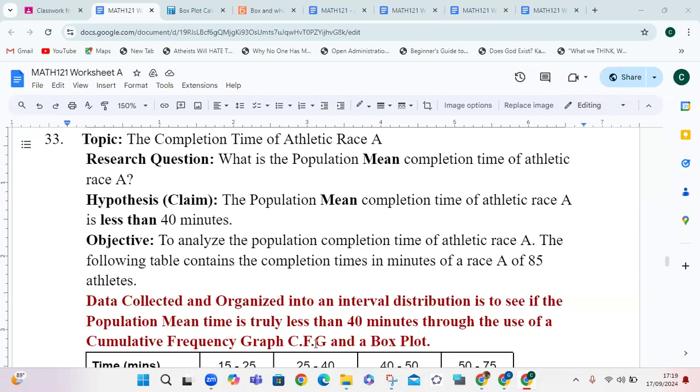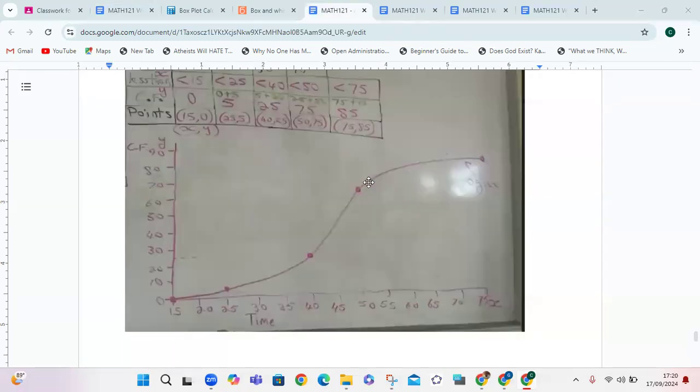A cumulative frequency graph was created, but can we just look at the cumulative frequency graph and say whether or not this claim is true? Let's try it. Clearly, just by looking at even the data, we have difficulties deciding whether or not this claim is true. Just by looking at this cumulative frequency graph, can we decide whether or not the mean is less than 40? We have difficulties doing that. So we have to use another tool.